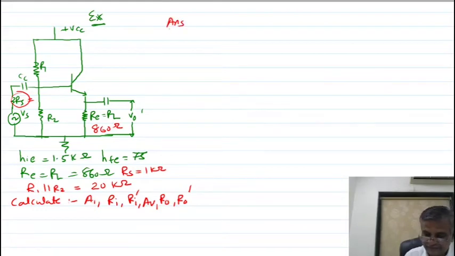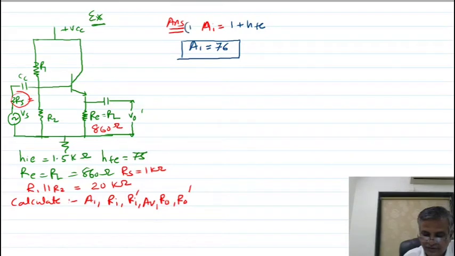Answer. First, AI. What is the equation of AI? You know this, 1 plus HFE. HFE, how much have they given? 75. So your answer is 76. So you are getting AI. Now, let us do the calculation for the second.